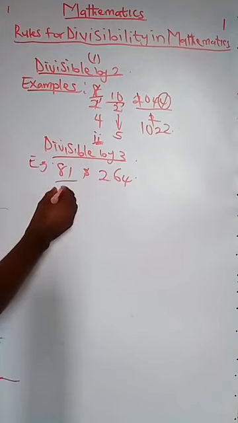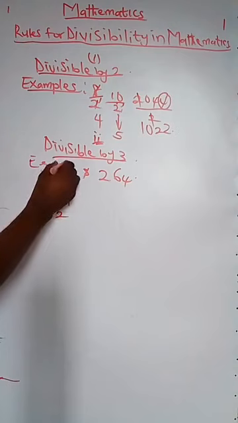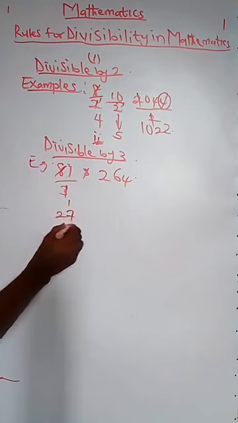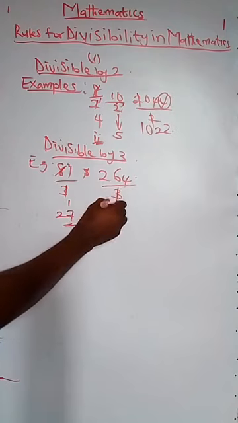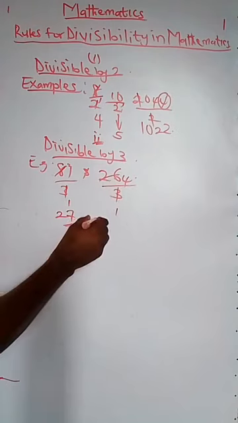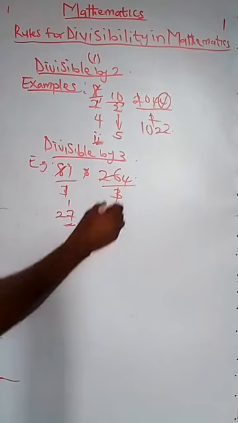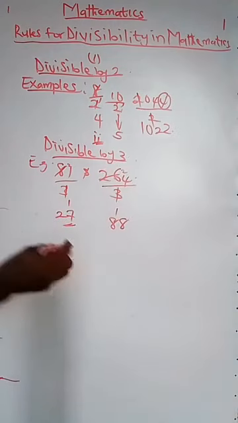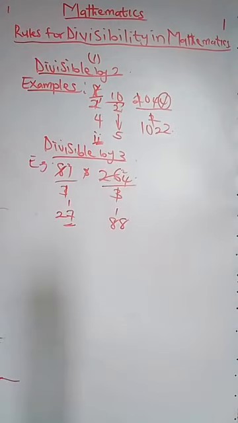Let's see. 3 here, 1. 3 here, 2. Remainder 2. 3 in 21, 7. Let's check this too. 3 here, 1. 3 in 26, that is 8. 8 times 3, 24. Remainder 2. This is 88. So, that is how to determine if a whole number is divisible by 3. Let's go to the next one.